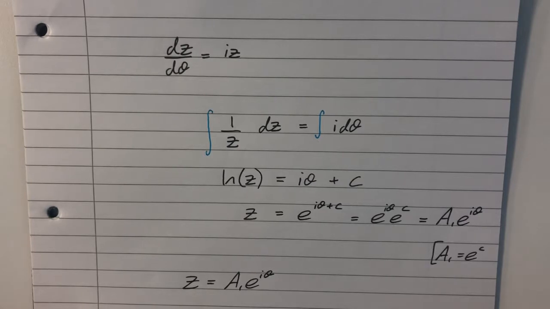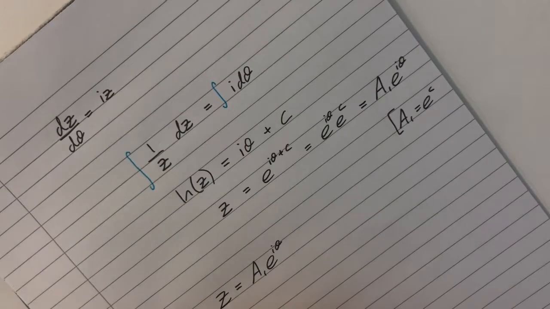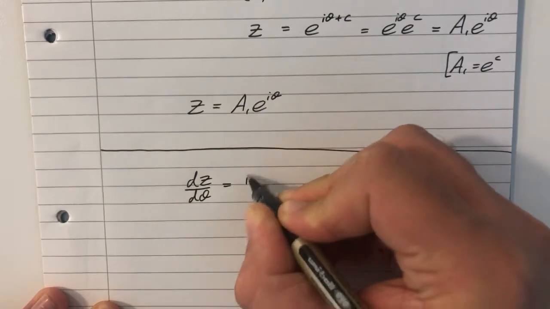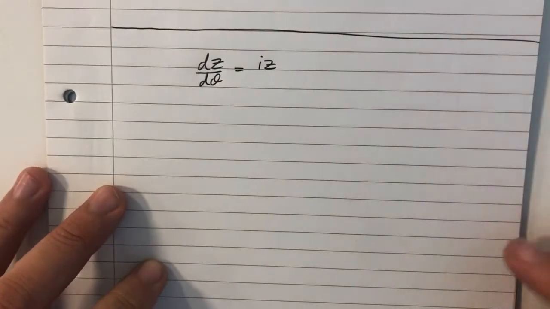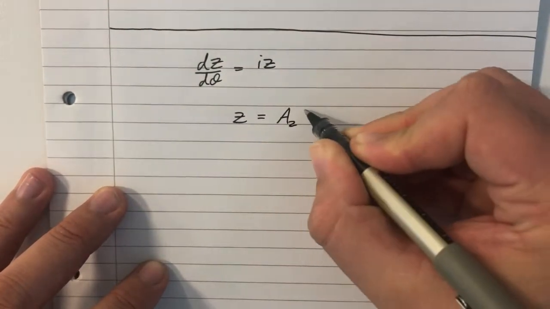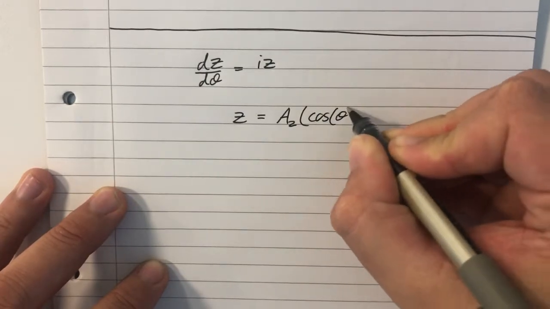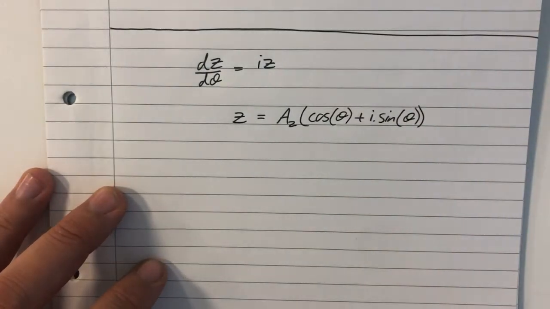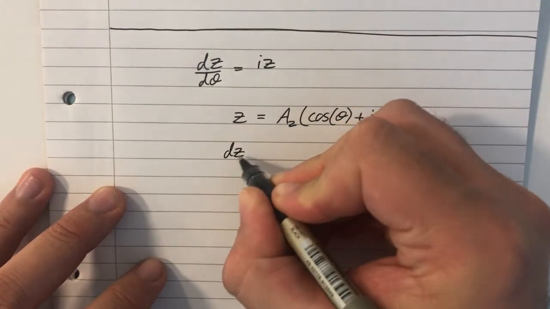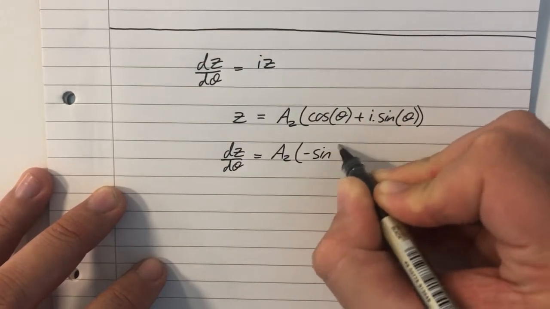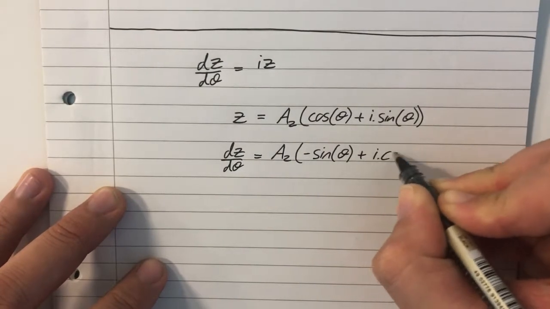But I know another function which satisfies that differential equation. Let's draw a line there. We'll come back to it in a minute. Let's take the equation again: dz by d theta is equal to iz. And the other function which satisfies this differential equation is z equals a2 into cos of theta plus i times sine of theta. So let's differentiate that with respect to theta.